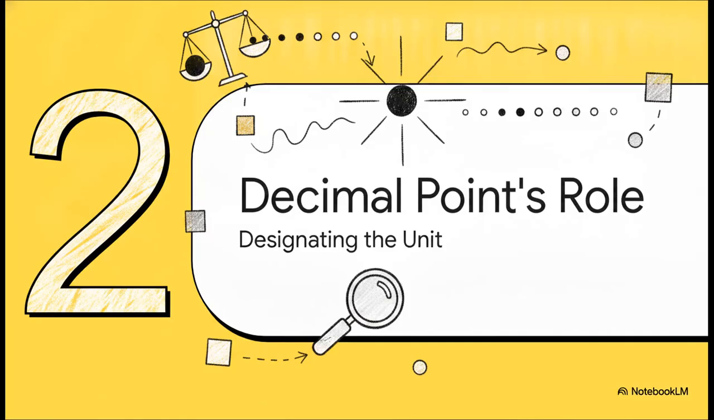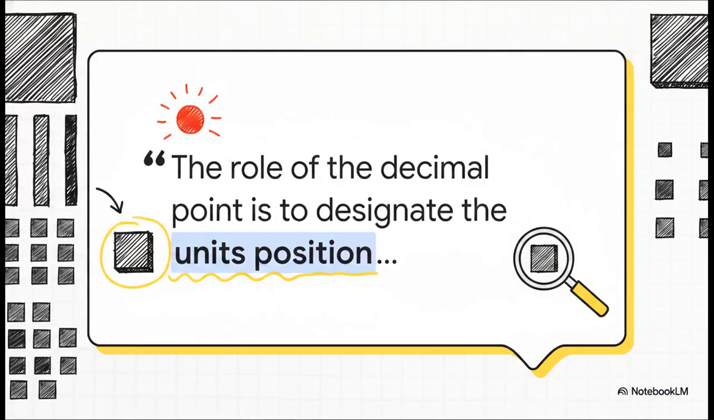Section 2. The decimal point's role. So if the ones place is the true center of symmetry, what exactly is the purpose of that tiny, often misunderstood dot? Well, here is the absolutely crucial point. The role of the decimal point is to designate the unit's position, and it does so by sitting just to the right of that position. That's its entire job. It's literally just a convention.